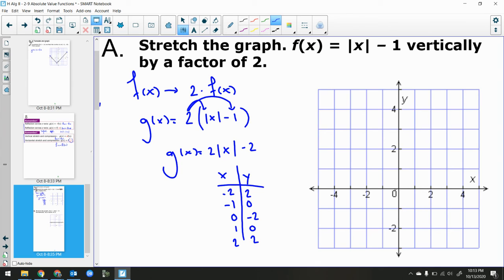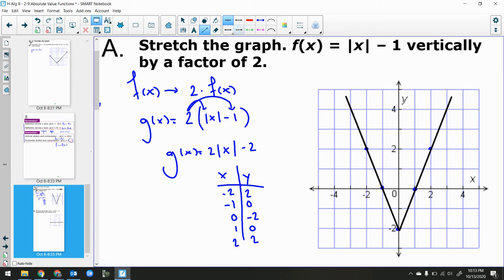So we have negative 2, comma 2. I have negative 1, comma 0. I've got 0, comma negative 2. And then it's reflected: 1, comma 0, and 2, comma 2. If you're plotting points and you haven't seen the V shape yet, then you might want to keep plotting points. I think it would be advisable to just keep going until you see the full V shape. No transformation will take it away from what the actual function looks like.